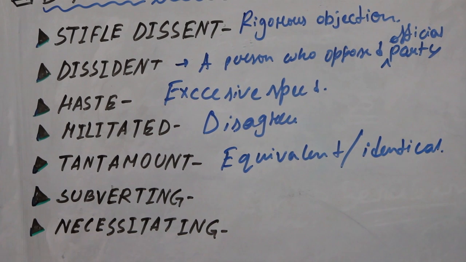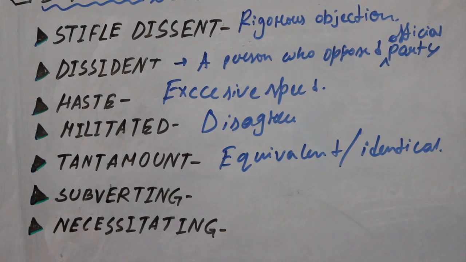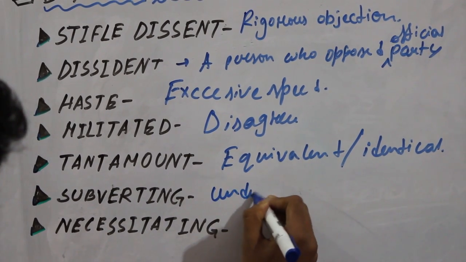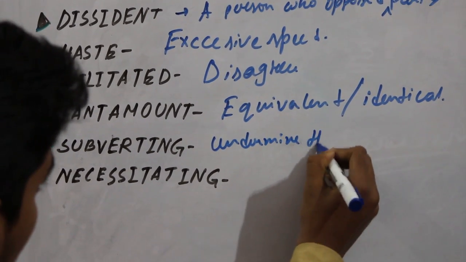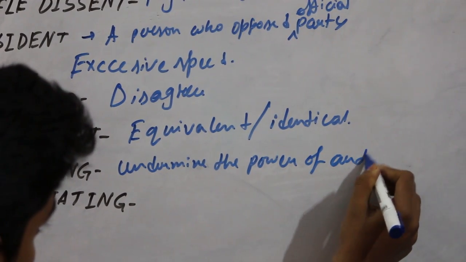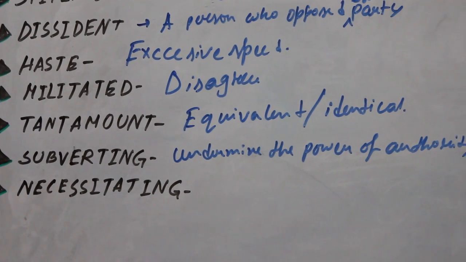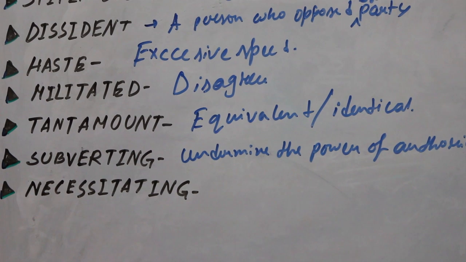Next one is subverting. Subverting means undermine the power of authority. Next one is necessitating. Necessitating means make someone necessary.